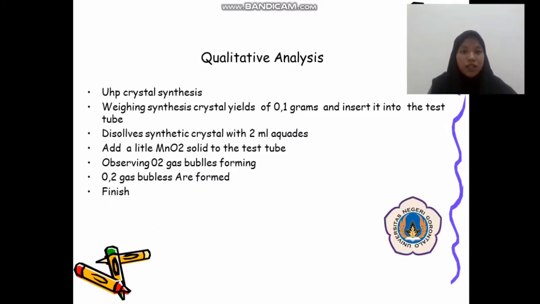The next is the qualitative analysis of the UHP crystal synthesis. Weigh 0.1 grams of the synthesized crystal and insert it into a test tube. Dissolve the crystal with 2 ml of aqueous solution. Add a little MnO2 solid to the test tube. Observe whether gas bubbles form. Gas bubbles are formed, and that is the finish.